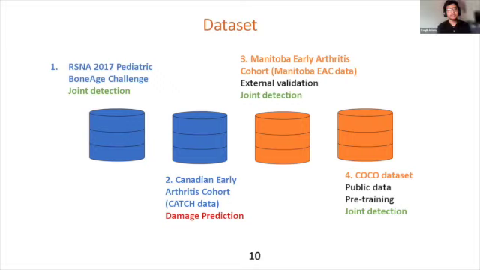Yeah, thank you for the question. I believe I can answer the question using the data sets that were used. From my knowledge, the Manitoba early arthritis cohort and the Canadian early arthritis cohort do not have an intersection, and they were probably not taken from the same hospital as well. And the Canadian early arthritis cohort also contains radiographs from different machines or different hospitals combined together.